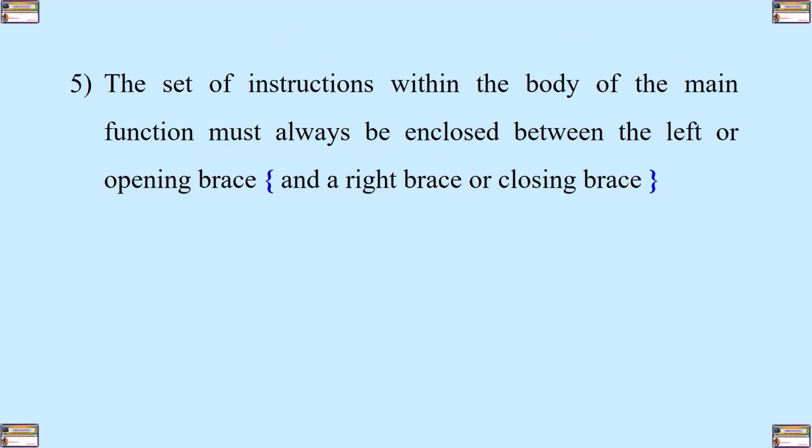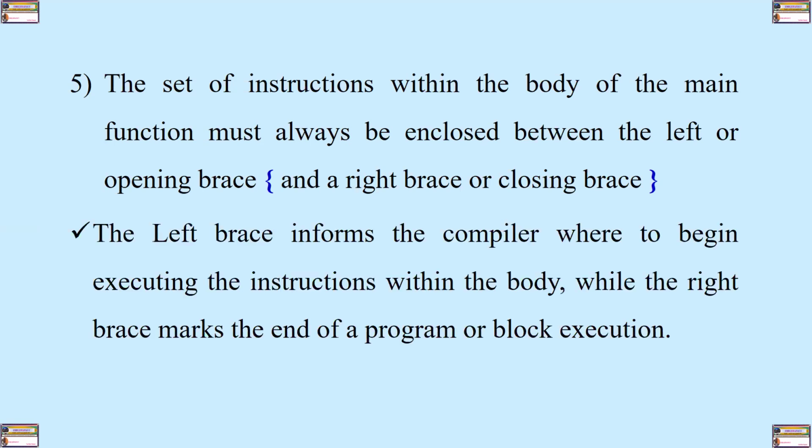The next requirement for any C++ program is to set the body for your main function. The set of instructions within the body of the main function must always be enclosed between the left or opening brace, which looks as follows, and a right or closing brace, which is written as follows. The left brace informs the compiler where to begin executing the instructions within the body, while the right brace marks the end of a program or block execution.